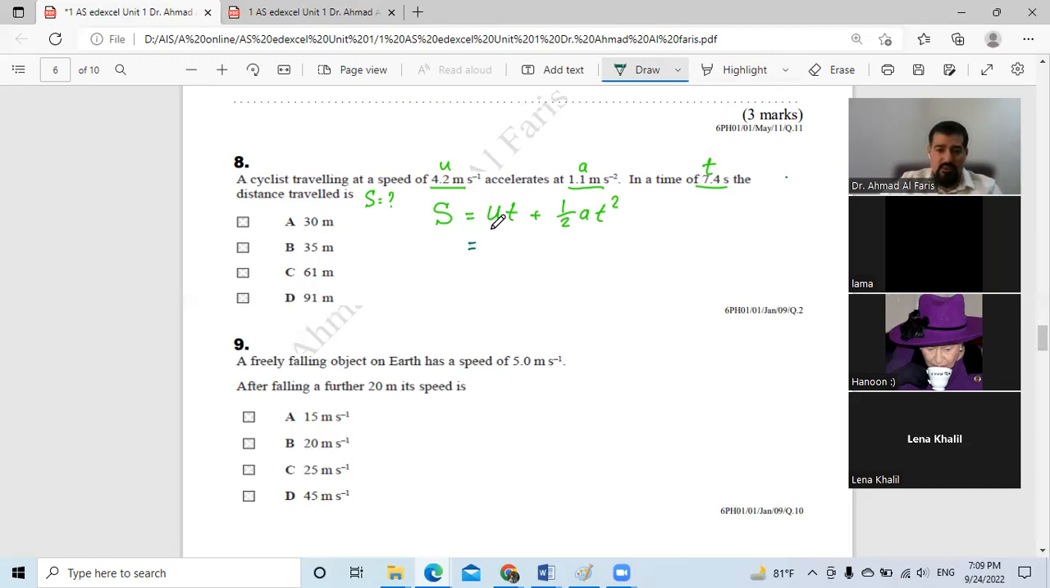Okay, so U, which is 4.2, times the time, which is 7.2, plus half multiplied by the acceleration, which is 1.1, multiplied by the time, which is 7.2, squared. And by using the calculator, the answer is approximately 60 something. Yes, it is 61. So the answer is what? Is C. Thank you, Lema. Good.